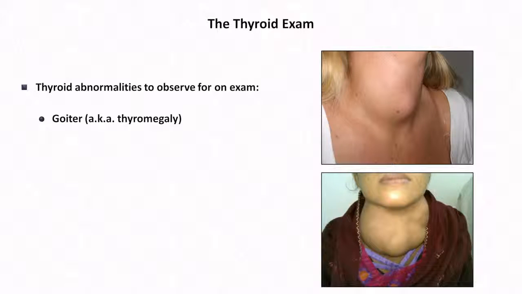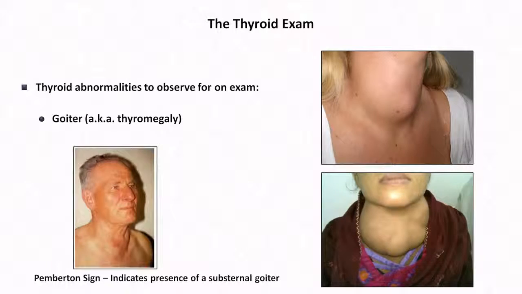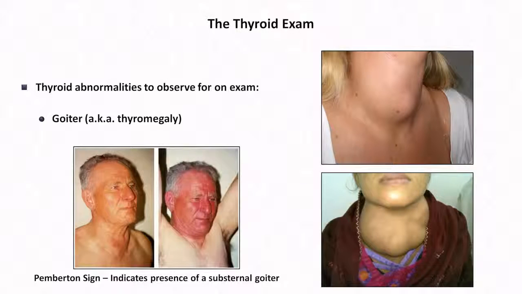A dramatic eponymous physical finding of a substernal goiter is called Pemberton sign. In this finding, when a patient with such a goiter raises his or her arms over the head and holds them there for a minute or so, the face becomes red or occasionally cyanotic, with a sharp demarcation in the neck. The patient may feel fullness of the face or have an unusual sensation in the head, but they are not typically dyspneic or dizzy.